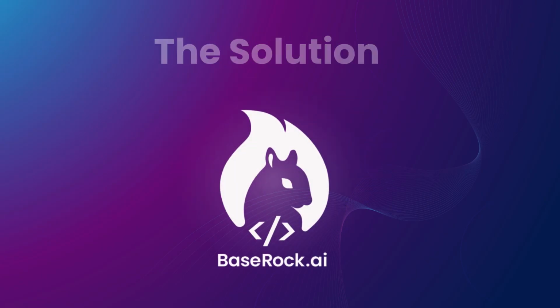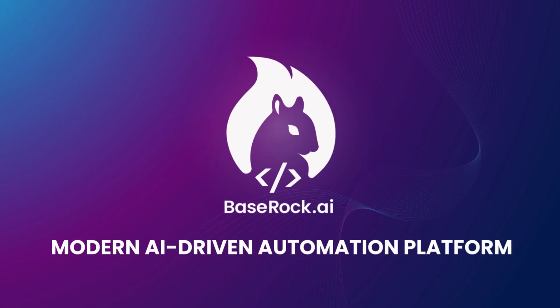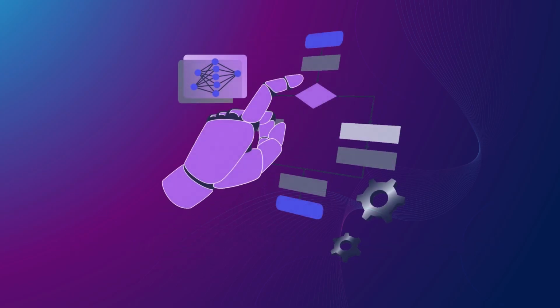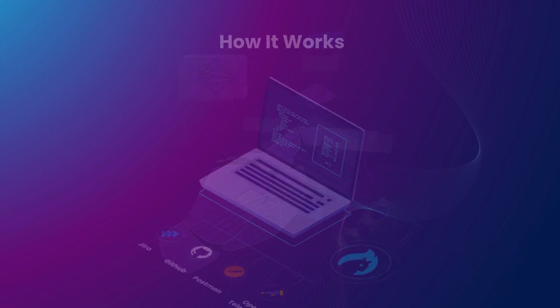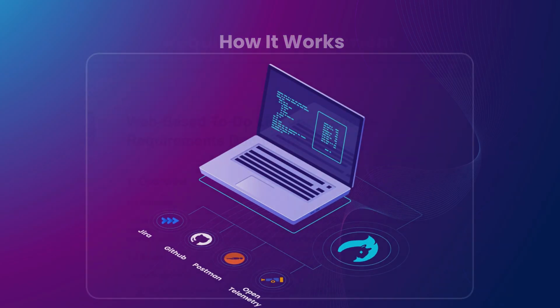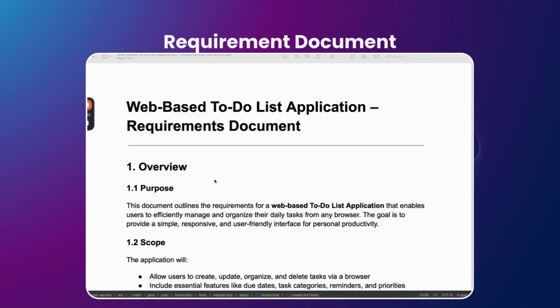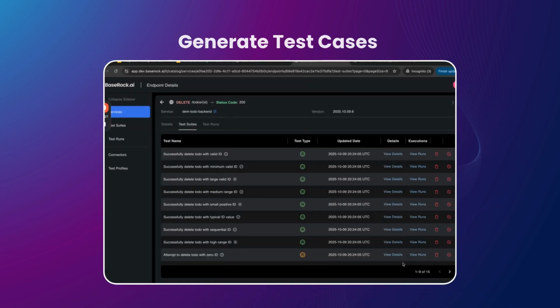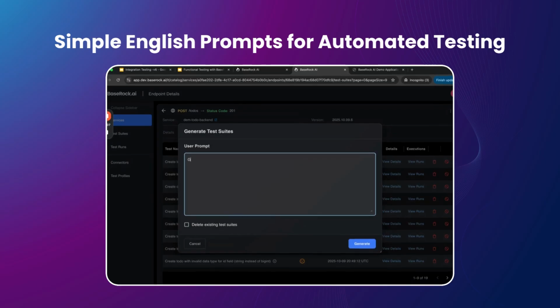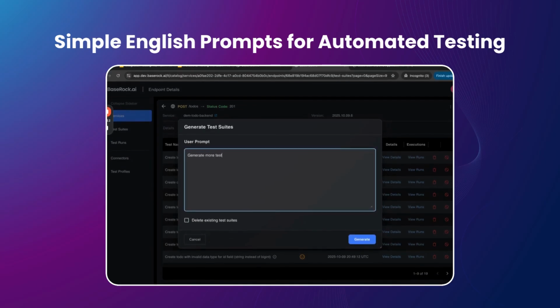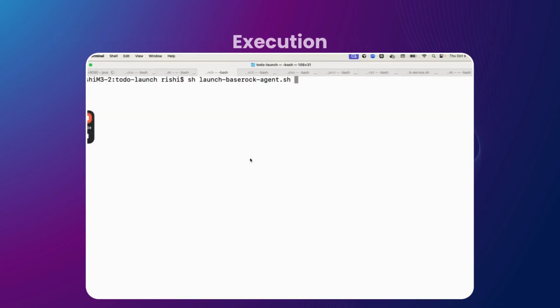Introducing Agentic QA from Bassrock, the next evolution in software testing. It automates all aspects of functional testing. Bassrock learns from multiple sources, including your requirement documents, to generate test cases automatically. It even allows simple English prompts, so you can define or edit tests without coding.